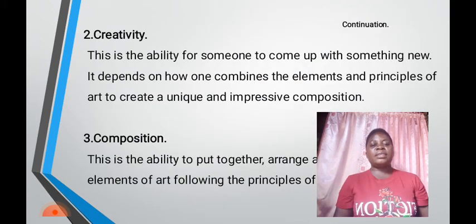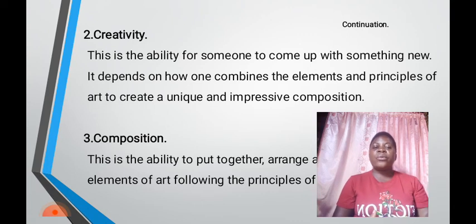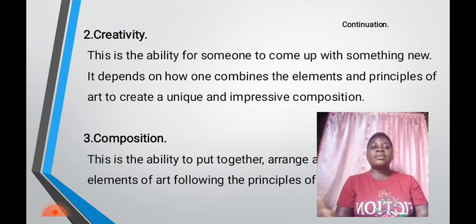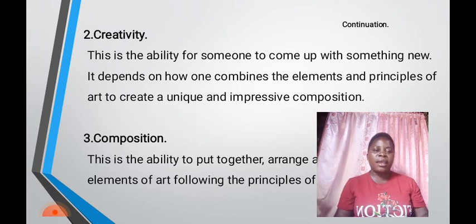We continue with the next slide, that is creativity. What new things are you coming up with in your artwork? The ability of someone to come up with something new, that is what we call creativity. It depends on how one combines elements and principles of art to create a unique and impressive composition. So under this one, you will just say this is the ability of someone to come up with something new. Full stop. No need of adding others.